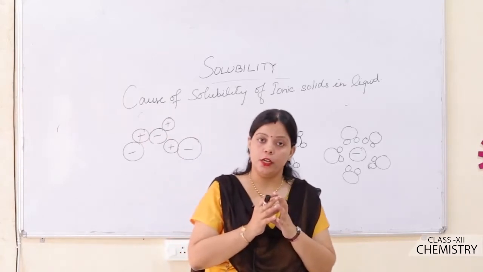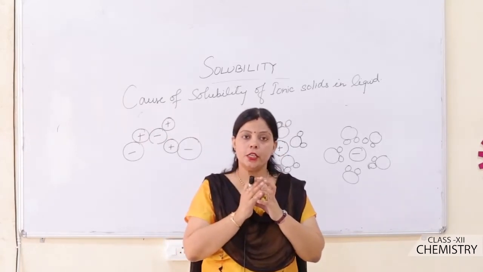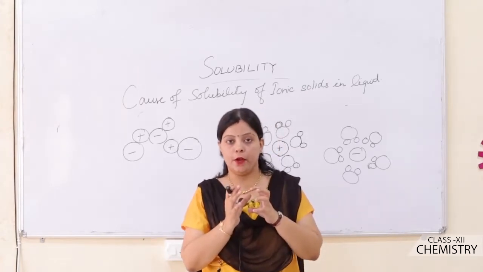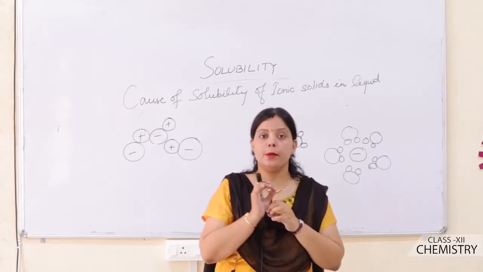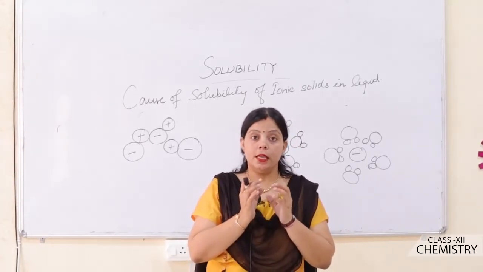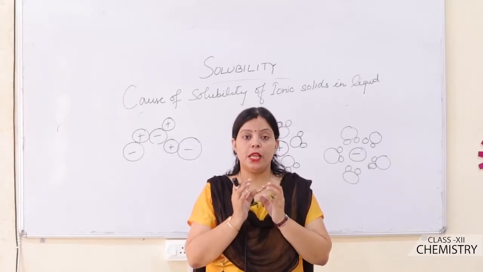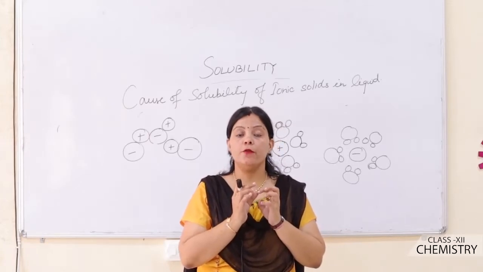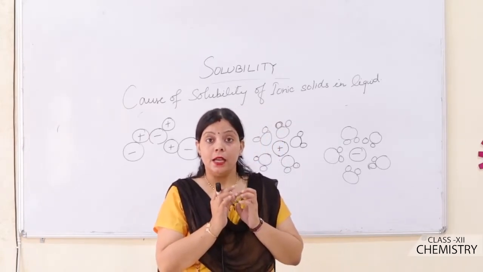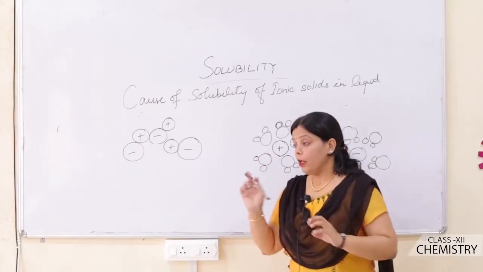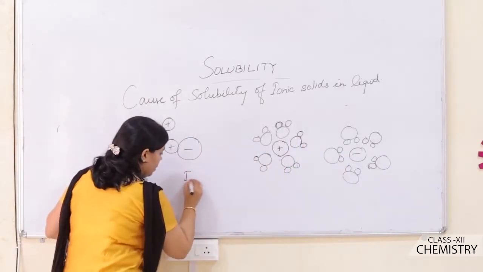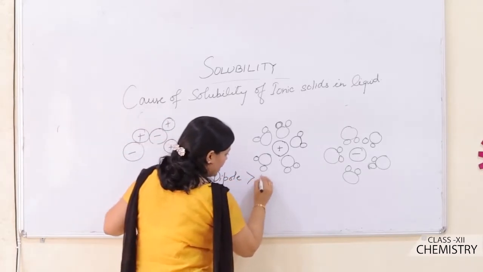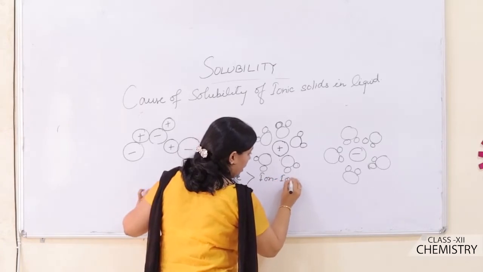In case of ionic solids, generally their interaction is due to the inter-ionic interaction. The interaction is between the positive and negative ions. But when these ionic solids come in contact with water molecules, the positive and negative ions of the ionic solids get attracted by the opposite poles of the water dipole. In this case, if ion-dipole interaction is greater than ion-ion interaction.